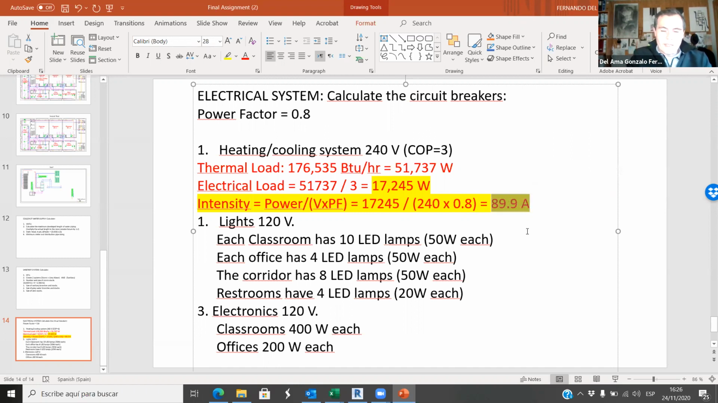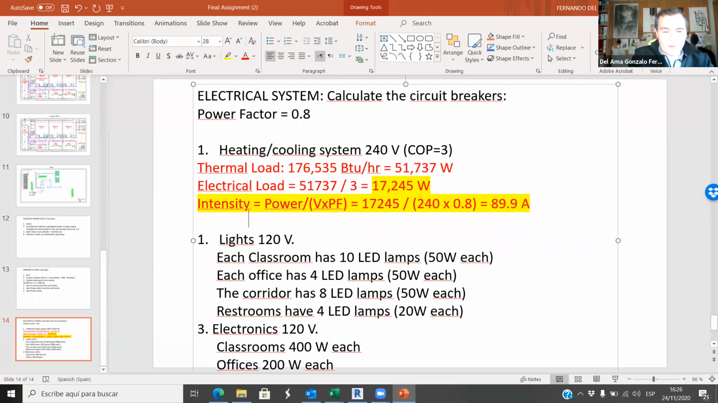So do we have a commercial circuit breaker of 89 or 90? Probably not. So that's why I would say that we have to use a triple, or a three-phase circuit.